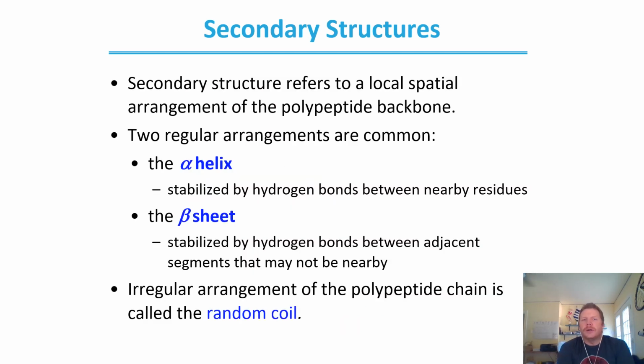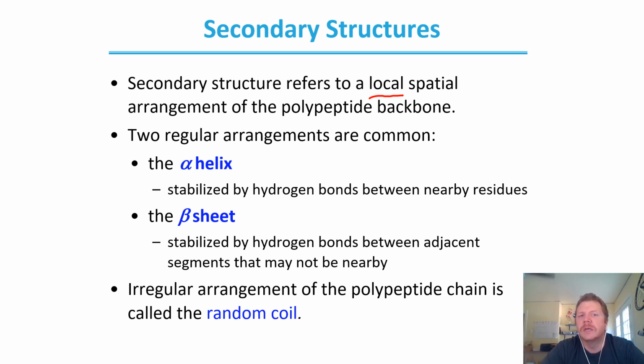Now, secondary structure. This is the structure that is going to be stabilized by backbone hydrogen bond interactions. Secondary structure refers to the local spatial arrangement of the polypeptide backbone. The key here is the word local. So we're thinking about kind of zoomed in. It's almost like if a protein is a city, a secondary structural element would be like a neighborhood or something like that.